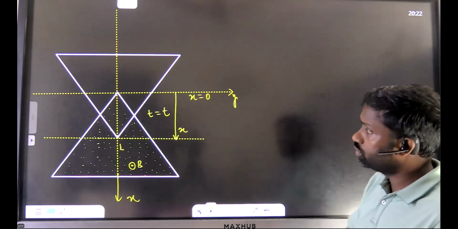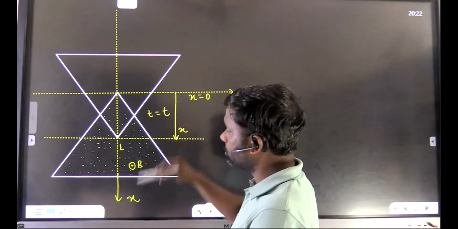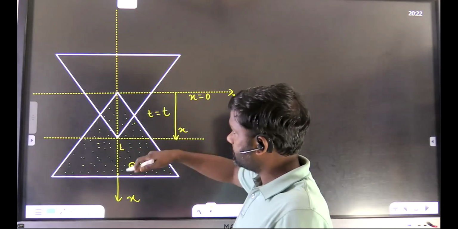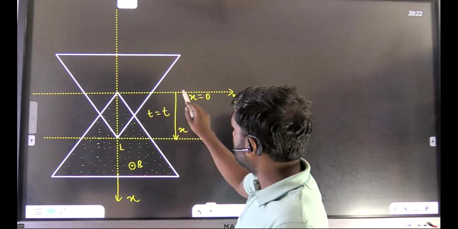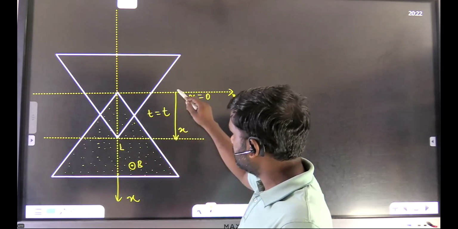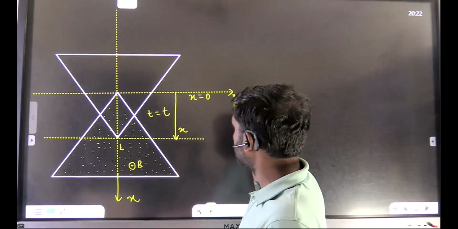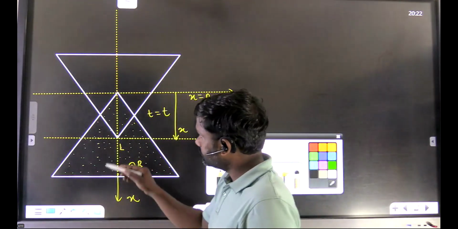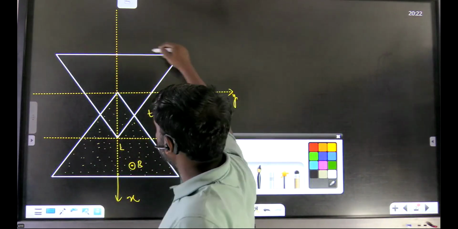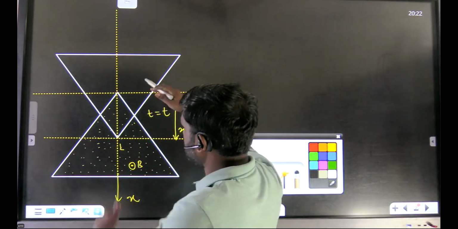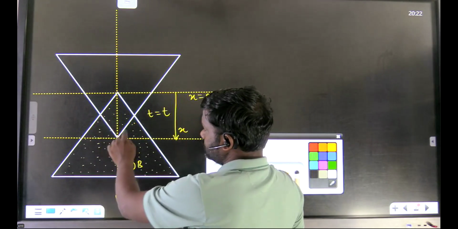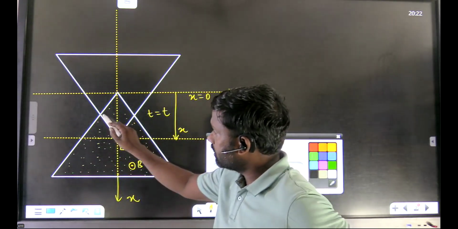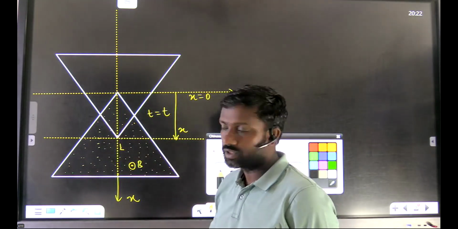So let's assume that at some time t equal to t, this triangular conducting loop has moved to this position. Now its vertex is at distance x from this y-axis. So its displacement is basically x. Now you see here, the whole portion of this triangular conducting loop is outside the magnetic field except this portion. Only this much portion is inside the magnetic field, okay? So the motional EMF will develop in this portion, okay?